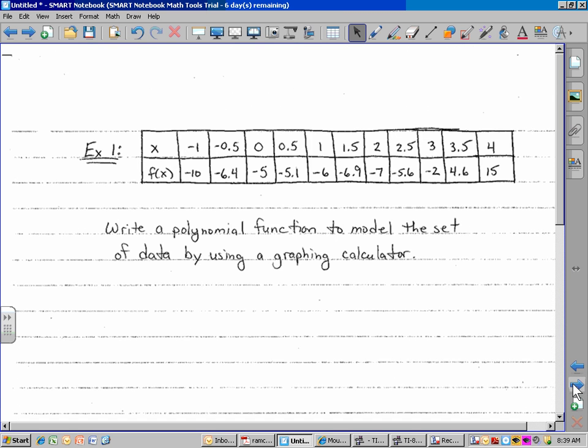Here is the first example. We have a set of data. We have an x and an f of x. F of x represents y. Our x values are -1, -0.5, 0, 0.5, 1, 1.5, 2, 2.5, 3, 3.5, and 4. The corresponding y values are -10, -6.4, -5, -5.1, -6, -6.9, -7, -5.6, -2, 4.6, and 15. I'll give you a couple seconds here to copy those down.